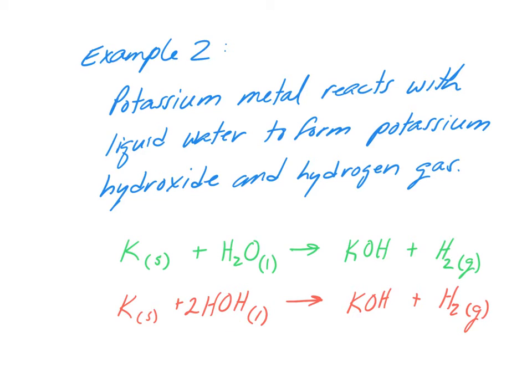If I have two waters, that means I have two hydrogens here, okay? And I have two hydrogens here. I have two hydroxides here. I have one hydroxide here, so we need to fix that, all right? That means we need two KOH. We have two hydroxides. We have two potassiums on the right side. We need two potassiums on the left side. And now we are balanced.